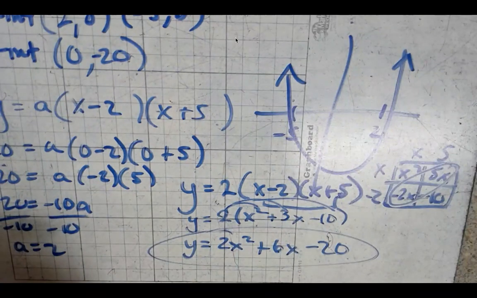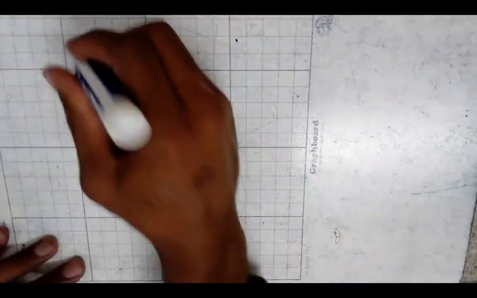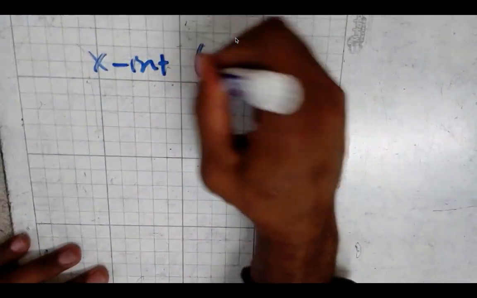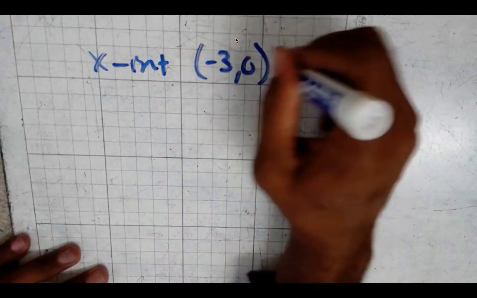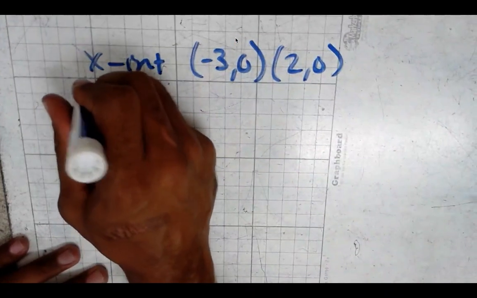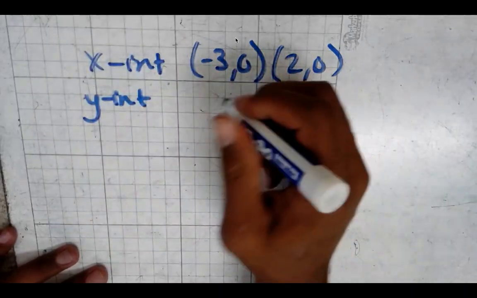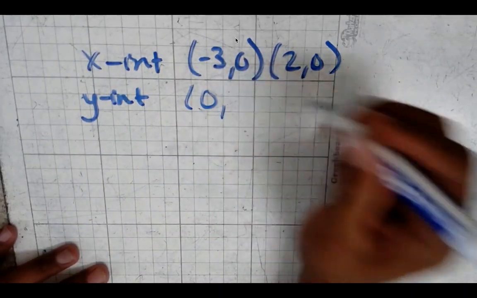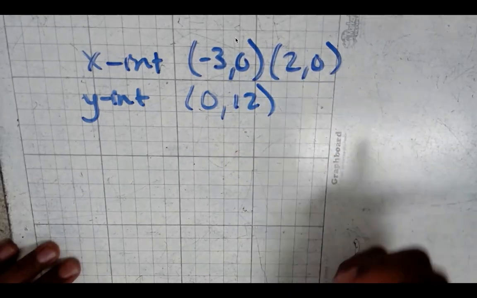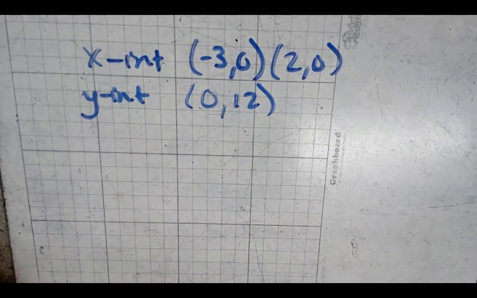Okay? So now what I want you guys to do is, the x-intercepts are negative 3 and let's say 2. And the point I want you to plug in is going to be 0 and 12. Go ahead and set up your equation and find it in standard form.